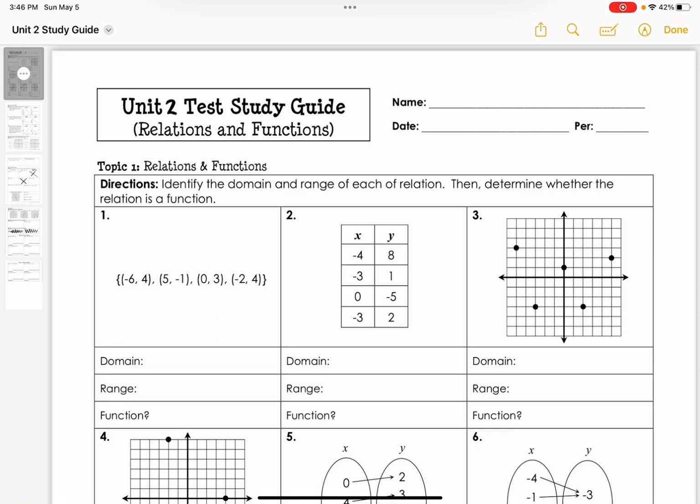All right, so today we're going to be completing the Unit 2 test study guide, which is on linear functions and inequalities. So I'm only going to be going through half the problems, and then you're going to go back and complete the other half on your own.